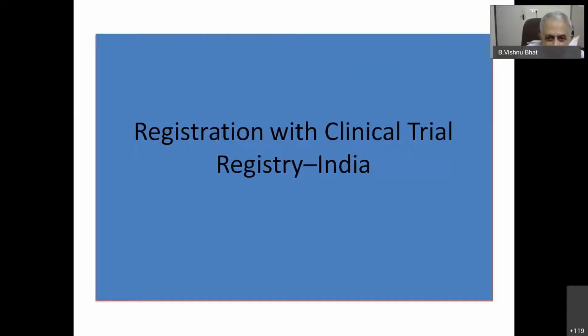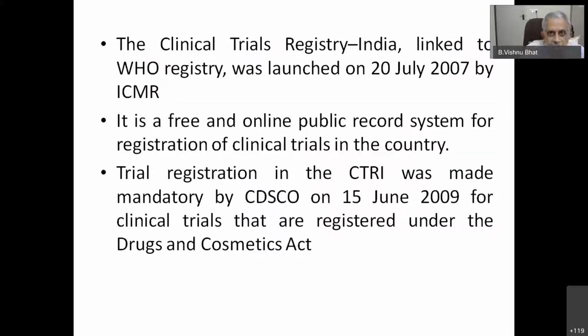Now, next comes registration with the Clinical Trials Registry of India. Always we ask whether you have registered with the Clinical Trials Registry of India. CTRI, it's called. The website is there. It is free. It is connected to the WHO registry. Our Indian ICMR is maintaining this CTRI registration. It is free and an online public record system is available. Why is it important to register the clinical trial?